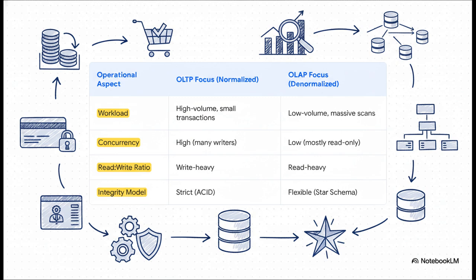Now, on the right, you've got OLAP, online analytical processing. This is your classic data warehouse for business intelligence. It's all about reading huge amounts of data for big, complex queries. So to make that fast, these systems are heavily denormalized.